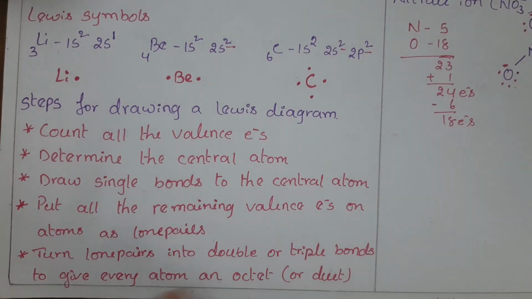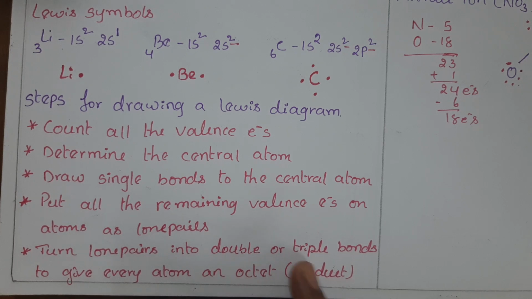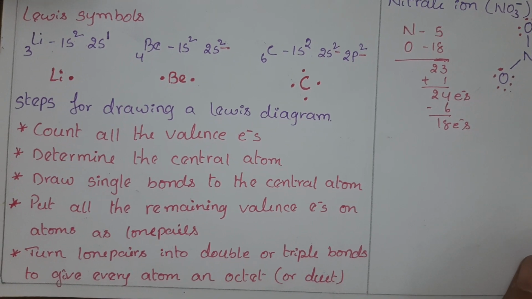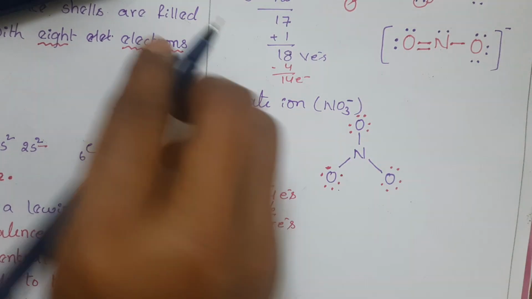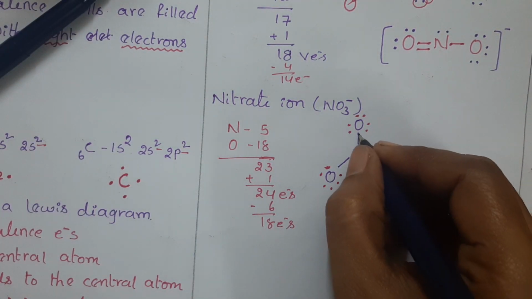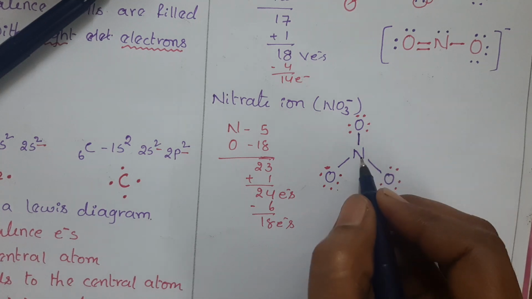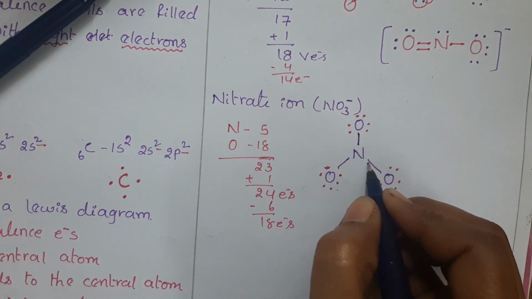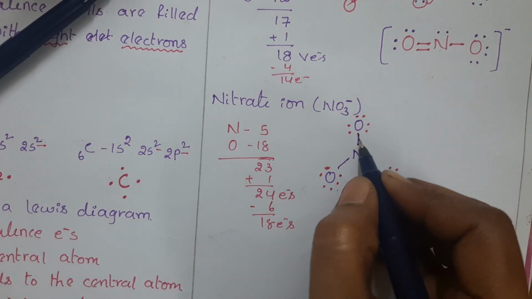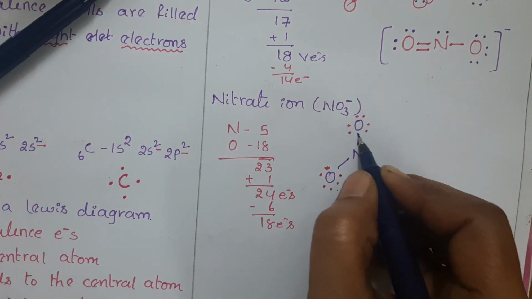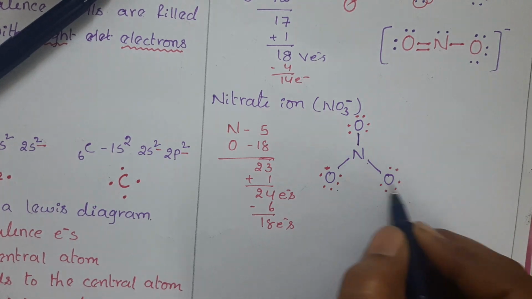Now what is the next step? The fifth step is to turn lone pair electrons into double bonds or triple bonds to give every atom an octet. See here, does nitrogen have 8 electrons in its valence shell or not? We have to check it. Nitrogen: 1, 2, 3, 4, 5, 6. So nitrogen has a deficiency of 2 electrons. And what about oxygen? 1, 2, 3, 4, 5, 6, 7, 8. Okay, here also 8 and here also 8.